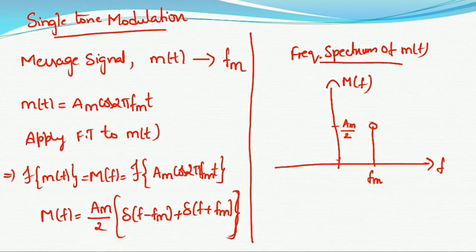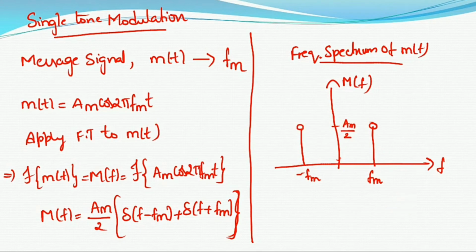Okay, and what is the second frequency term? The second frequency term is again an impulse signal with a shifting frequency of minus Fm, having an amplitude Am by 2. So I can write it as minus Fm, which has an amplitude of minus Am by 2. So this is how to draw the frequency spectrum of the message signal.